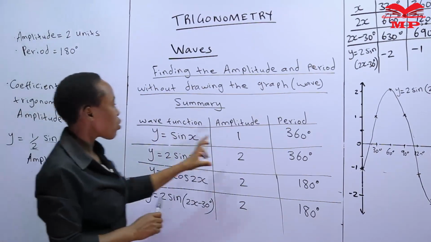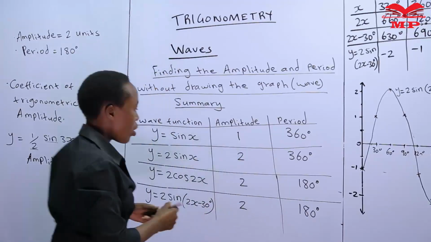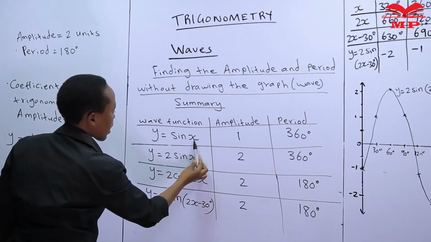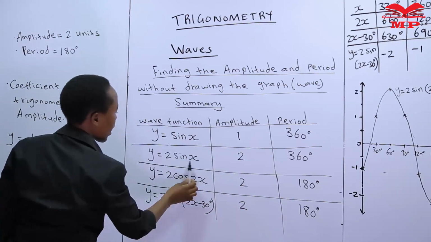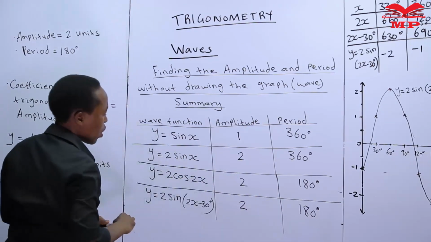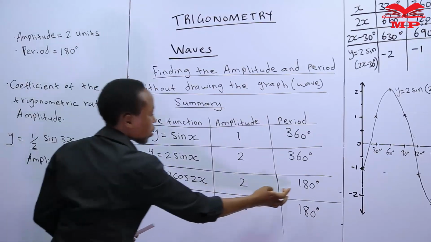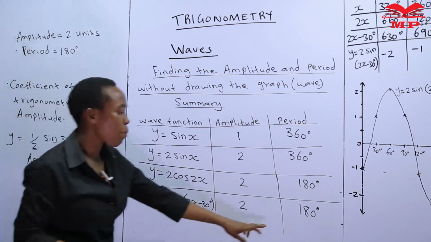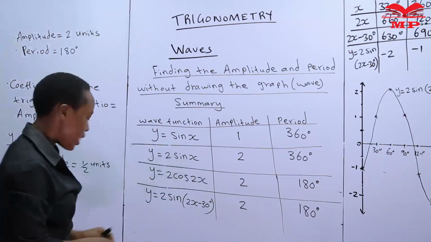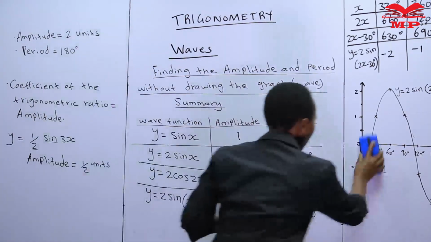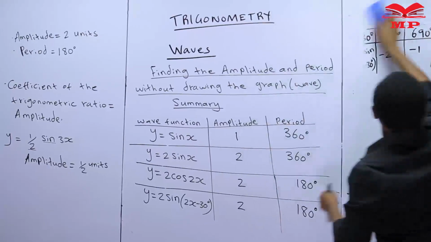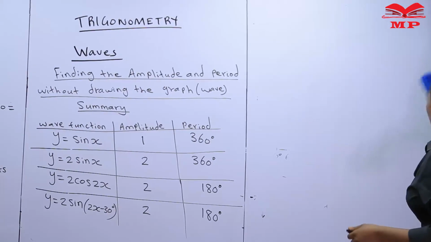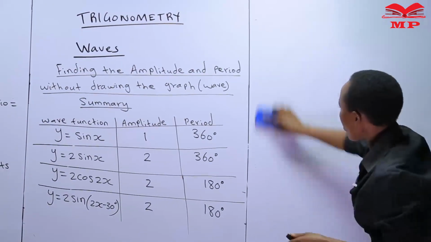Then I also want us to look at now the period. You can see in this case we have sine x, the period is 360. When we have 2x, the period is 180. When we have 2x minus 30, the period is 180 degrees. Now, I want you to consider the following as I explain how to get the period.